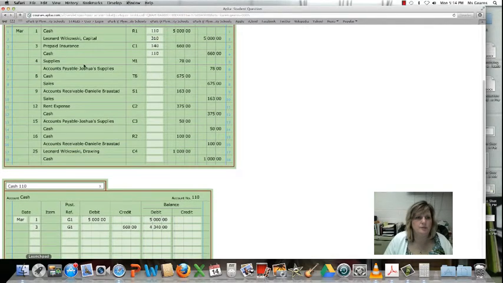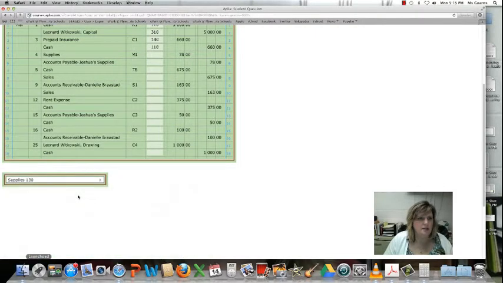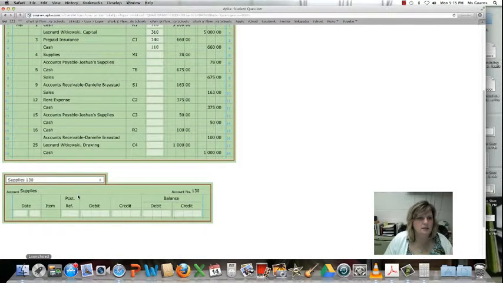Now I'm going to go to my supplies account in the ledger. So I find supplies, and this was on March 4th. It's again from General Journal, page 1. It is a debit for $78, and supplies has a debit balance of $78. Supplies is account number 130. I take it to my journal, and that way I know I've posted this entry.